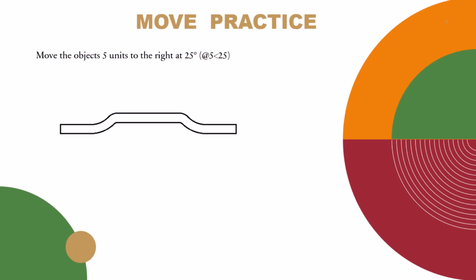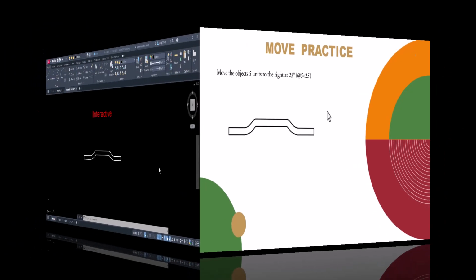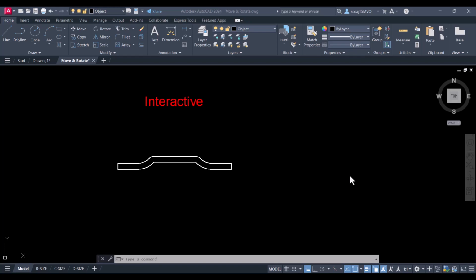Now we're going to open AutoCAD and practice with this object that we have on the screen. We're going to move it 5 units to the right at a 25-degree angle. Let's begin by using the move command in an interactive way, meaning you're going to select a base point from the object, and then click somewhere in the graphic window where you want to move this object to.